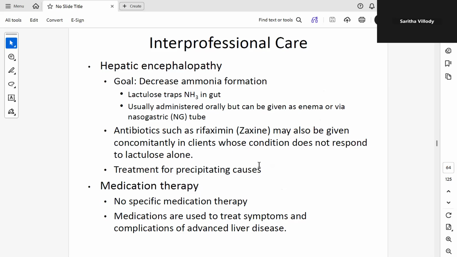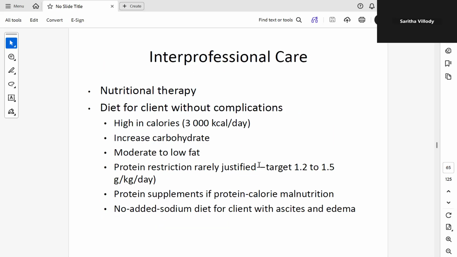And be compliant with the medication therapy. Nutrition, when we look at that, we need a high calorie diet, but we give restricted protein because ammonia is a byproduct of protein metabolism. So we don't want ammonia to accumulate in the blood, and the liver is not able to detoxify that. So our target is 1.2 to 1.5 gram per kilogram body weight per day.